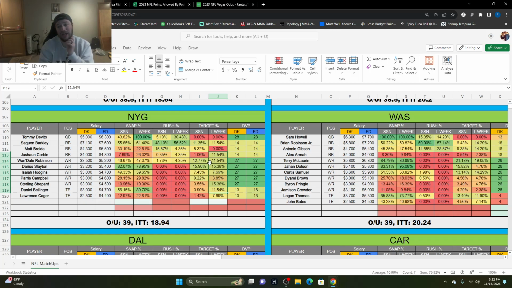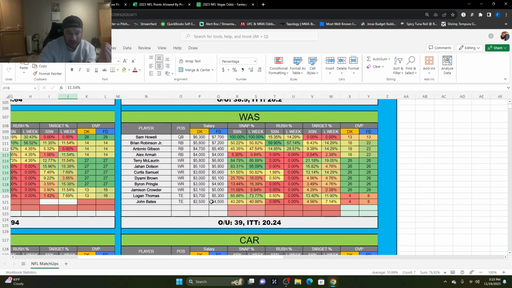Tournament-wise, I'm okay with the Giants. It's DeVito. It would be Barkley. And then honestly, it really depends. Throw a stone and see if it hits water, and that's your wide receiver there. You could look at target share. Darius Slayton has the most snaps for wide receivers, targeted 15% of the time, but he tied with Sterling Shepard in target percentages last week. So it's really up in the air there.